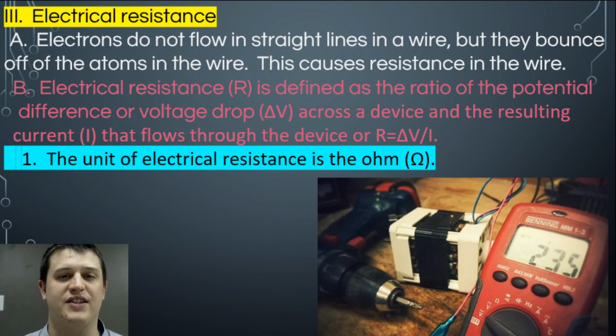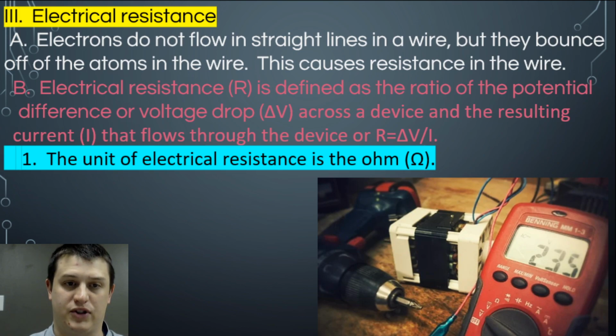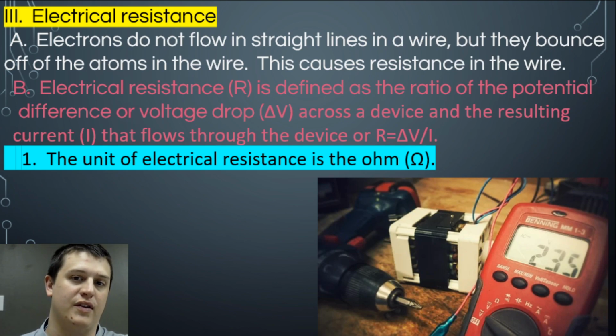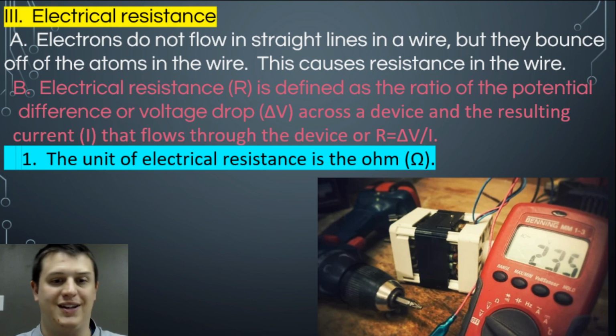Electrical resistance is defined as the ratio of potential difference, or voltage drop across the device, and the resulting current that flows through the device. Resistance is equal to the change in voltage divided by the current. The unit of electrical resistance is the ohm. That's why that thing is called an ohm meter, because it measures ohms. So the big thing we're looking at here is resistance and voltage drop. That's the difference from the beginning, where the electrical source is, to the end, where it's trying to get.